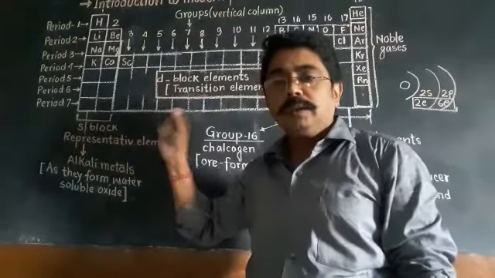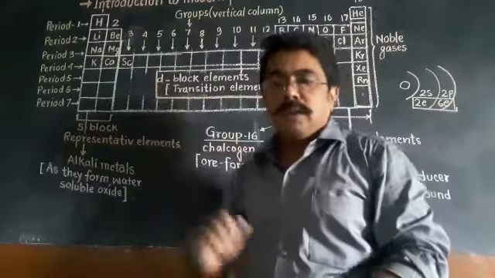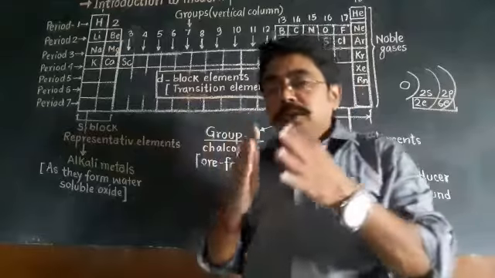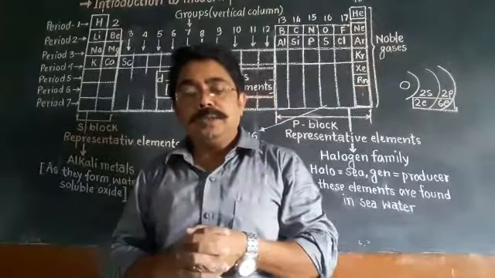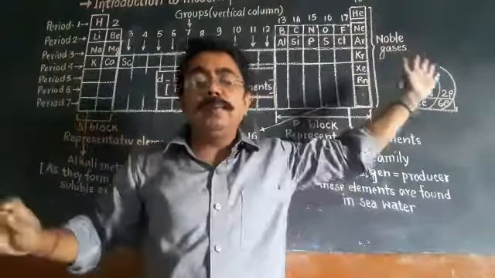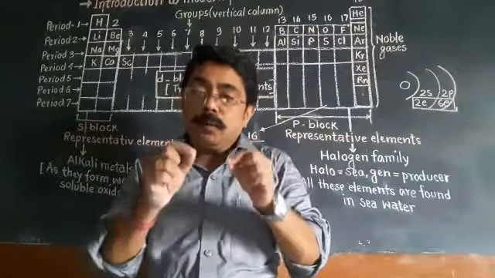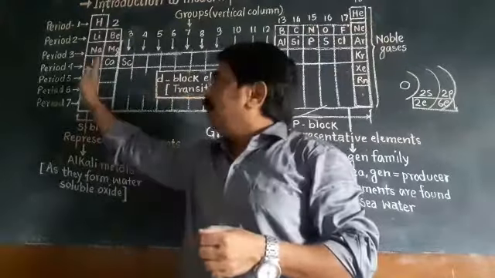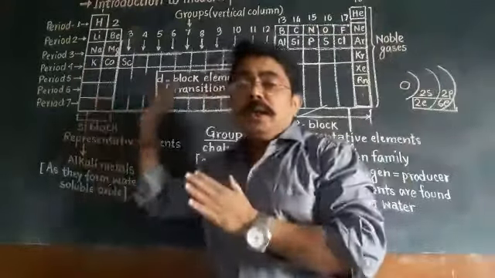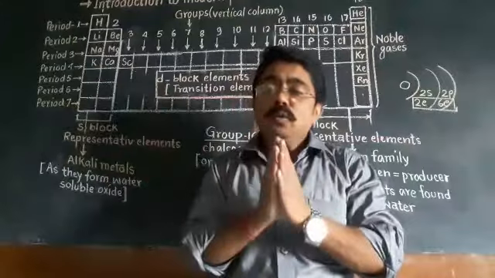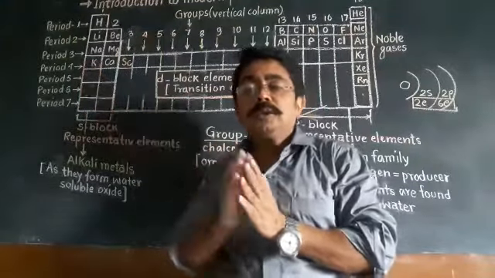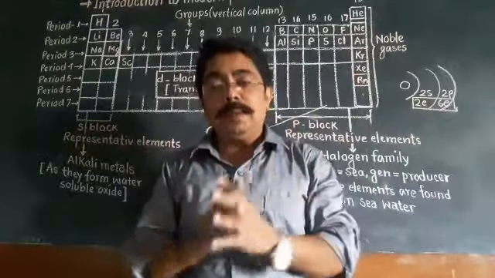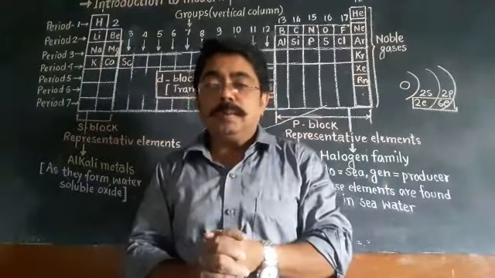D block elements are also called transition elements because D block elements behave as a bridge which joins S block and P block. And properties of elements of D block are intermediate between S and P. Means D block के जो elements हैं वो कुछ प्रॉपर्टी S block वाले elements के शो करते हैं and कुछ प्रॉपर्टी P के. Therefore these are called transition elements. D block are called transition elements. Clear?